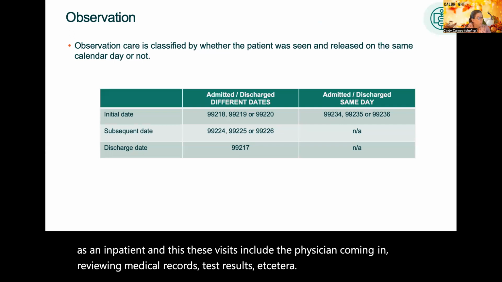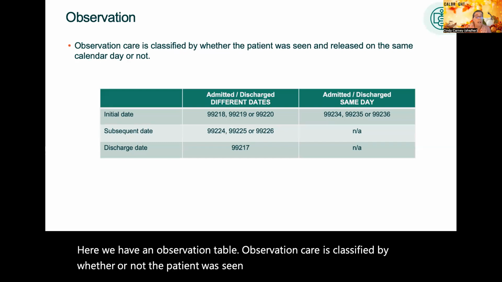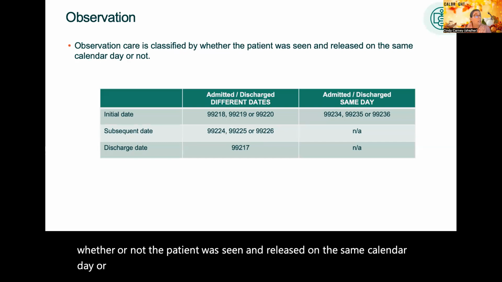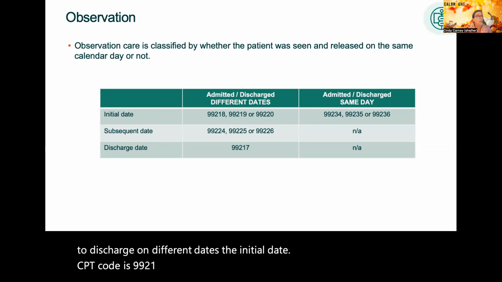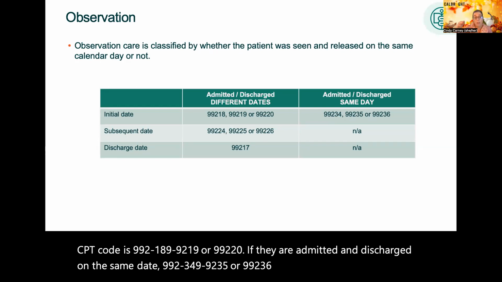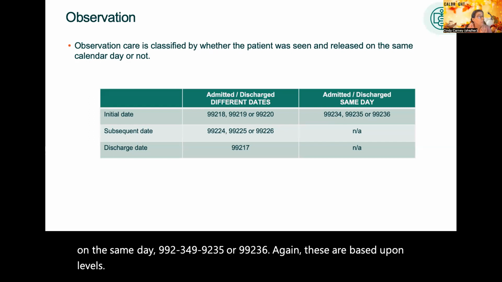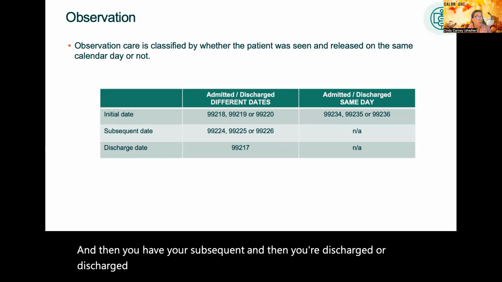Here we have an observation table. Observation care is classified by whether or not the patient was seen and released on the same calendar day, or perhaps they had to stay subsequent days. So if they are admitted and discharged on different dates, the initial date CPT code is 99218, 99219, or 99220. If they are admitted and discharged on the same day, 99234, 99235, or 99236. Again, these are based upon levels. Then you have your subsequent, and then your discharge. Your discharge code would be 99217.